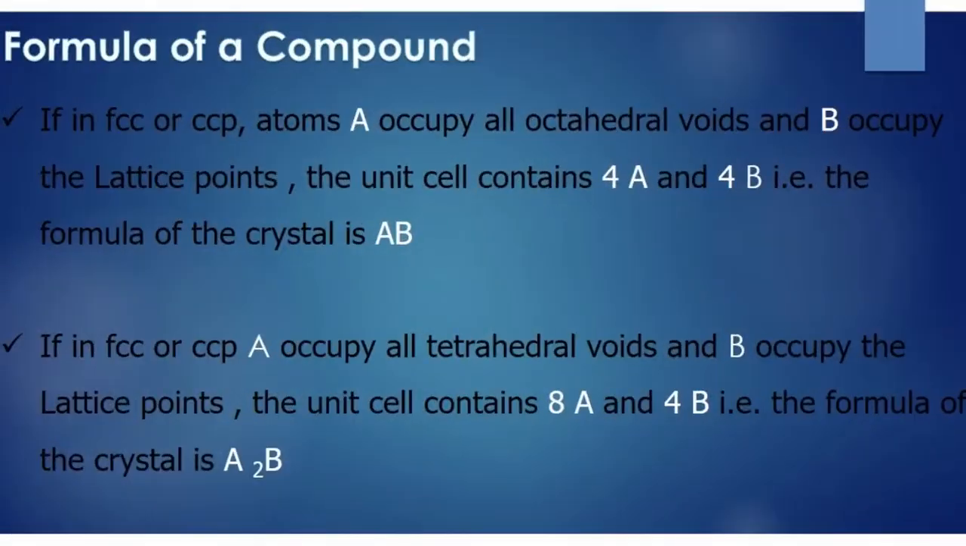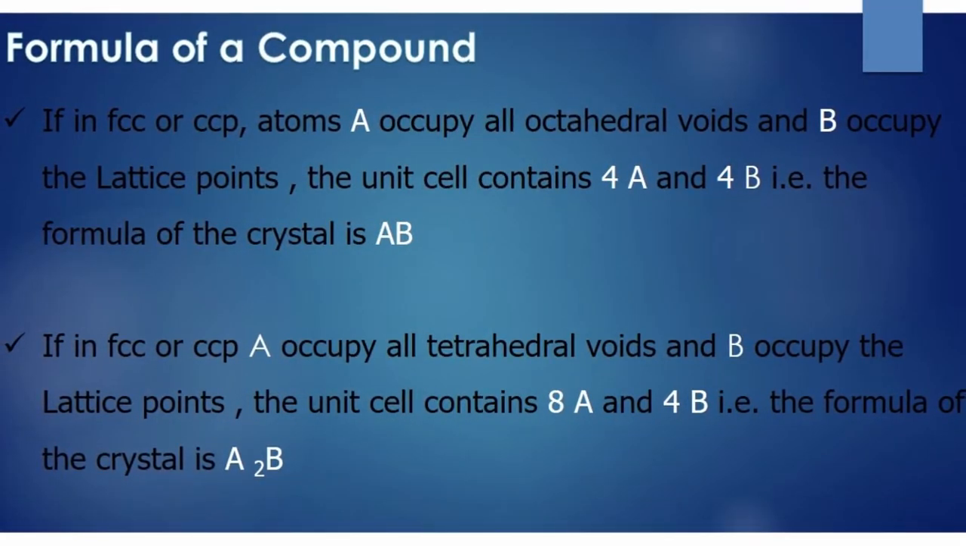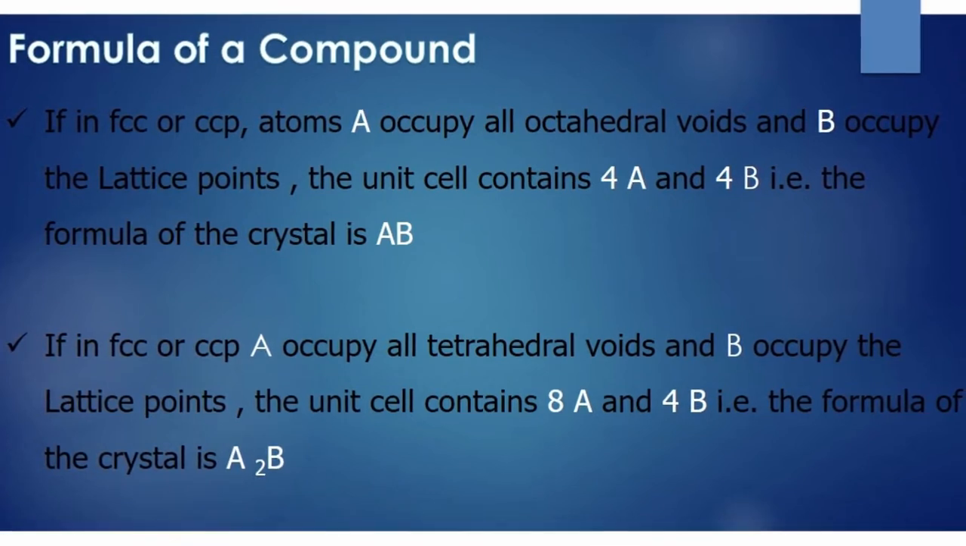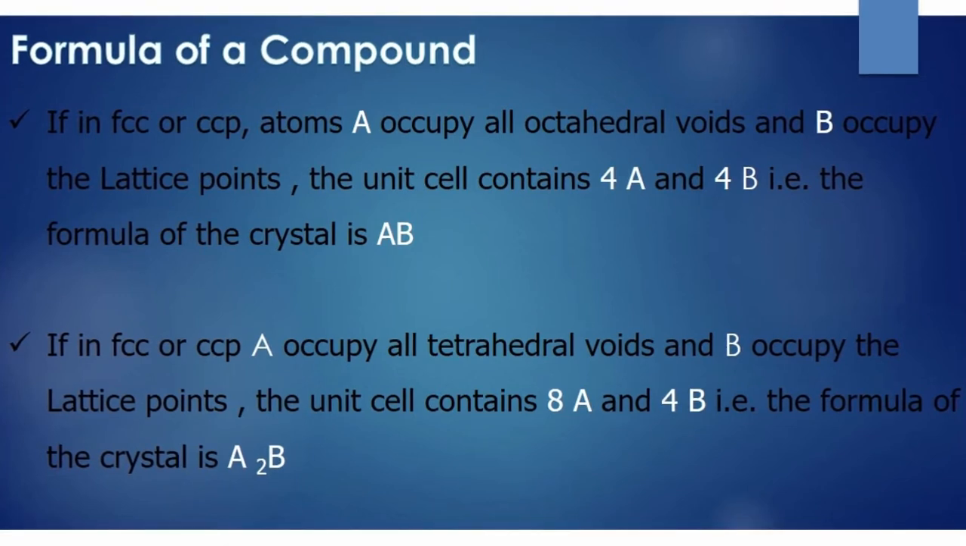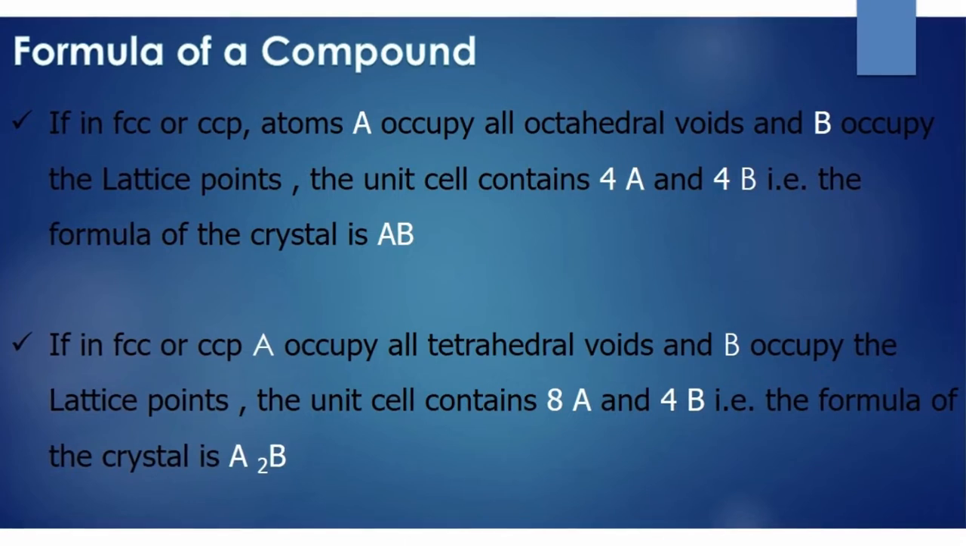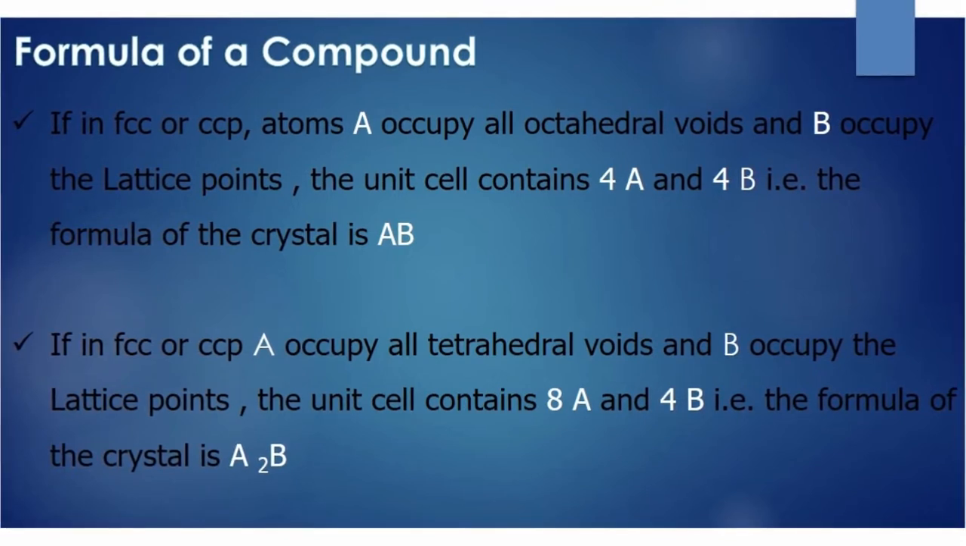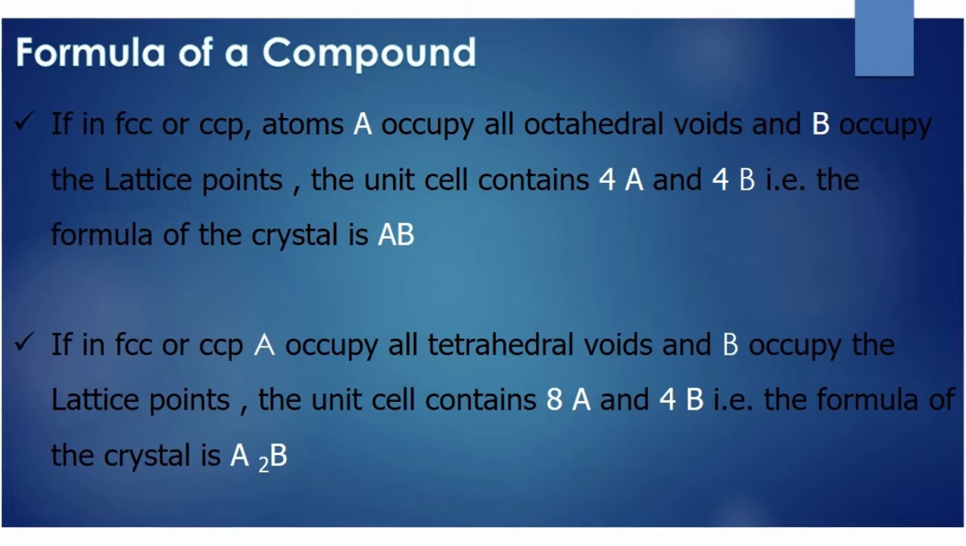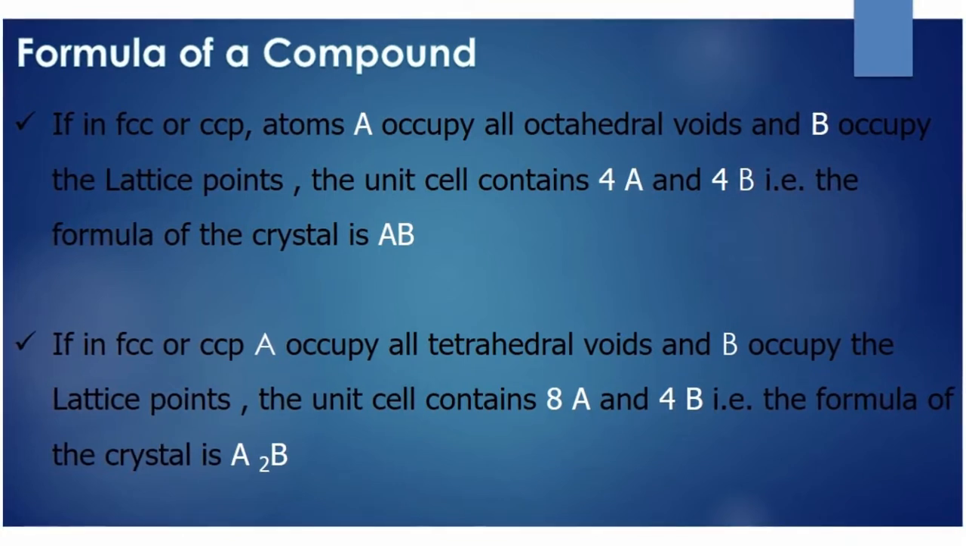Let us summarize what we learnt. We have proved that the number of atoms present in a closed packed structure is equal to the number of octahedral voids generated. And we also proved that the number of tetrahedral voids generated is equal to twice the number of atoms present in the closed packed structure.